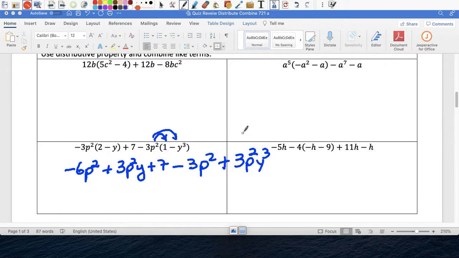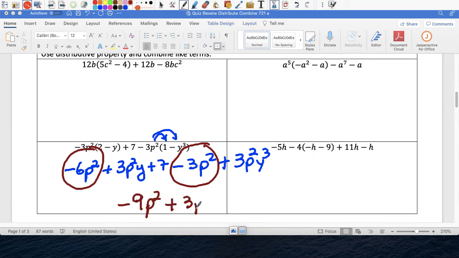Anything that I can combine? Yes, I see. This guy and this guy are like terms. So negative 6 and negative 3 is just the same thing as negative 9p squared plus 3py plus 3py cubed, which should have gone first, and then plus 7. So I wrote it a little bit out of order, but regardless, that's your answer.